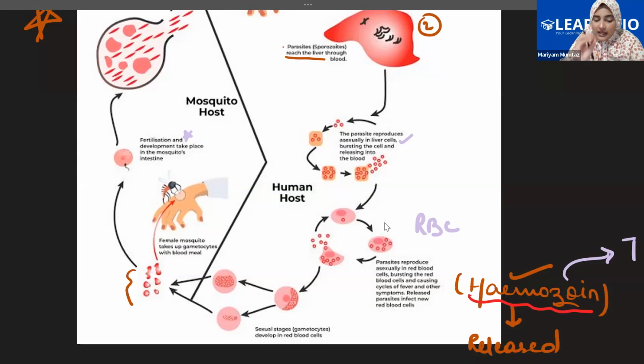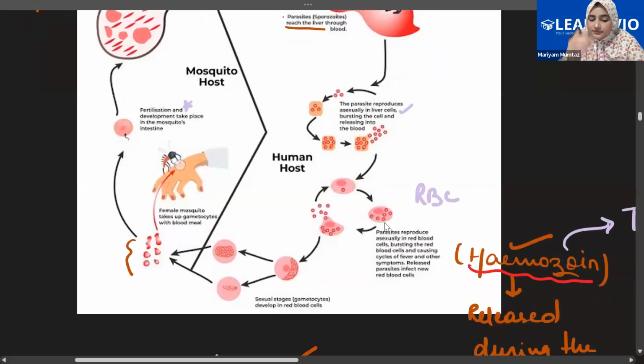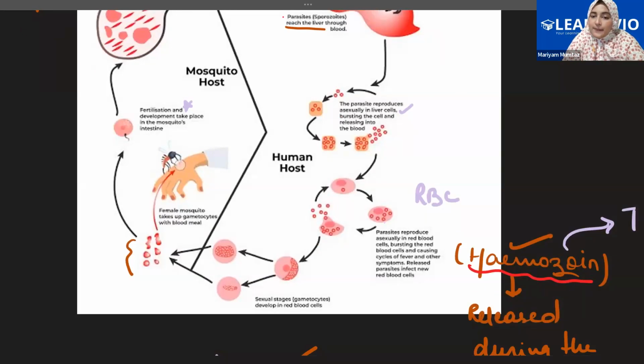Now, after being released into the blood, they go into the red blood cells, that is our RBCs, erythrocytes. Now the parasites reproduce asexually in the red blood cell, and then again, after reproduction is done, they burst the red blood cell and come out of it, bursting it and being released into the bloodstream.